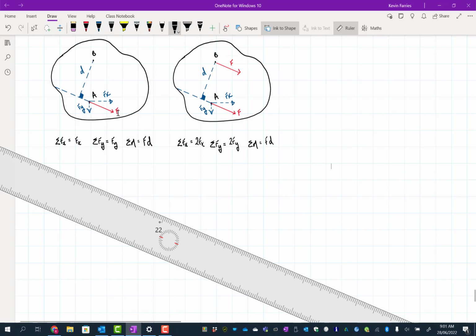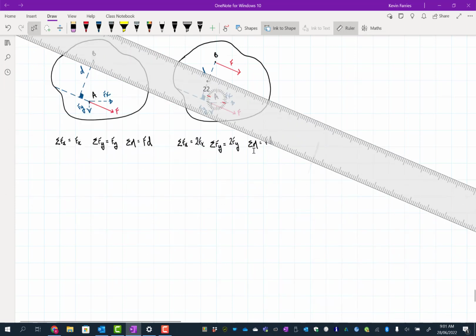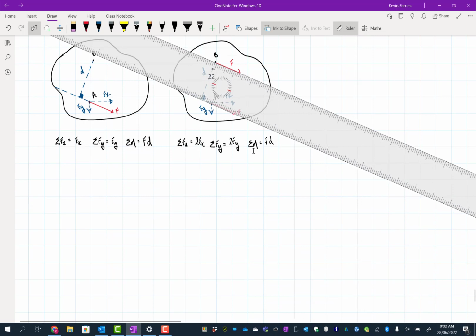Now, we don't want to change anything. We want to figure out how we can find the equivalent force couple system, so the equivalent force and moment about this point B. So we don't want to change anything, and so we can't do that. But what we can do to make it all balance and make sure we don't change anything, is we can add an equal and opposite force in the other direction.